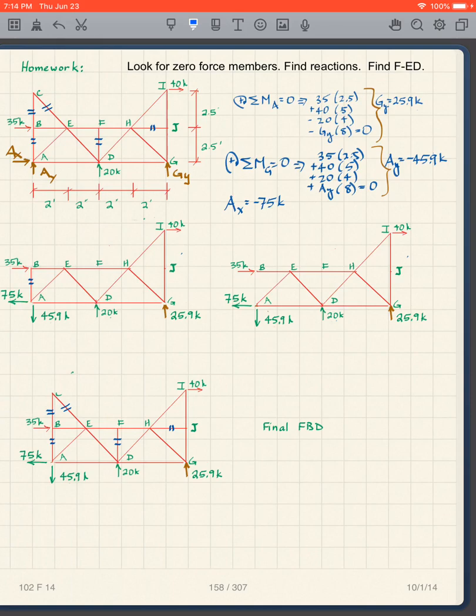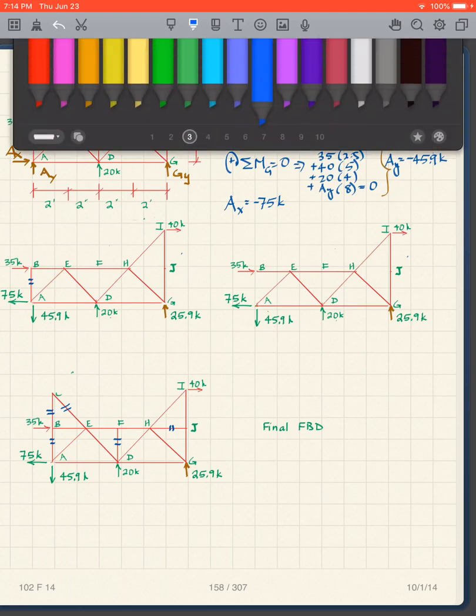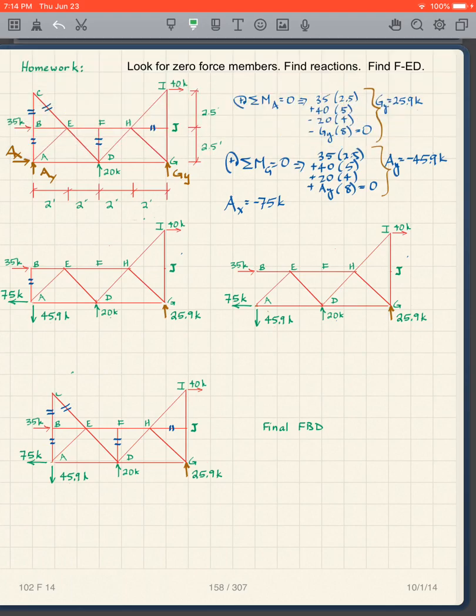And so the zero force members, what do we have? We have a T here. We have a T here. We have an L here. So those are the obvious ones. So now I remove them. In other words, I remove the zero force members from that, and those are the zero force members, of course. That's a zero force member. Oops. That's a zero force member. These two are zero force members.